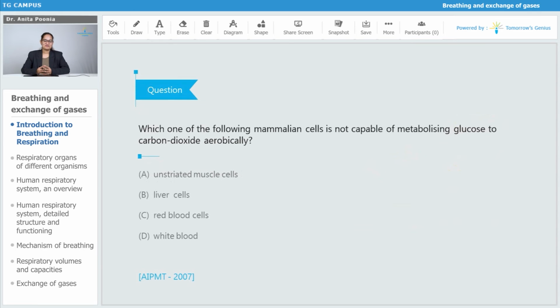Now let us take a look at the question. Which one of the following mammalian cells is not capable of metabolizing glucose to carbon dioxide aerobically? The options are unstriated muscle cells, liver cells, red blood cells, or white blood cells. And the answer is red blood cells.